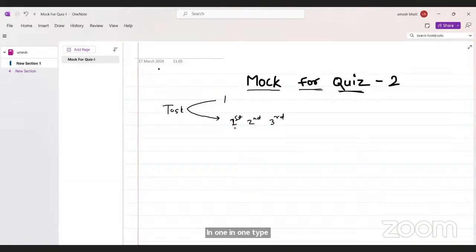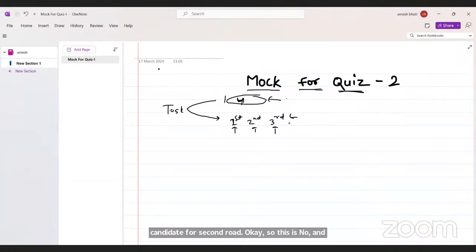In this case they are performing one task in three steps: firstly the first person, then second, then third. But in the other case they just select four candidates for the second round. So this is called non-simultaneous, and this is called simultaneous. Do you understand? Yes, sir. So let's start with our first question.